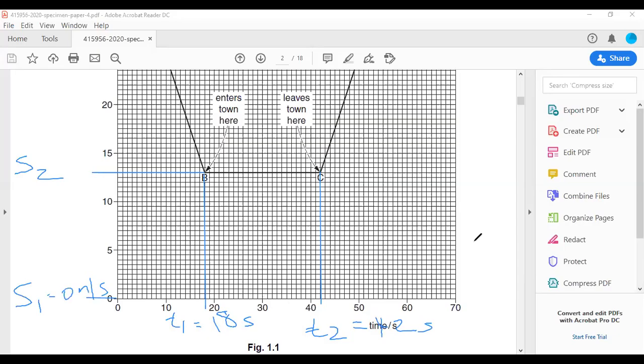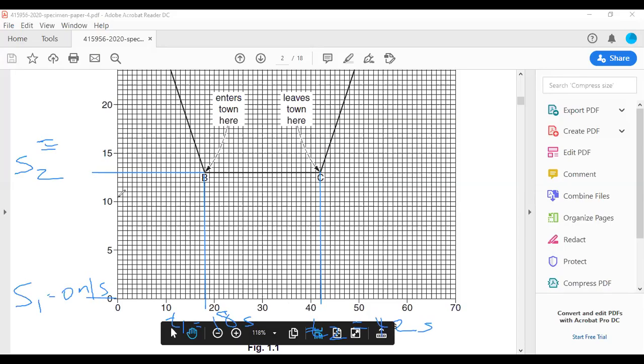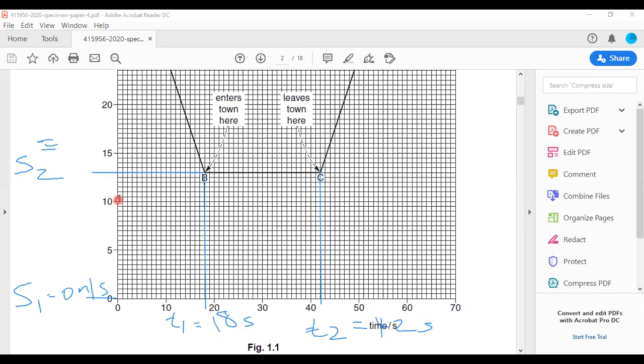And S2, we go to S2. So here's 10. Here going to be 11. So 10, 10.5, 11, 11.5, 12, 12.5, 13. The answer is 13 here, which is 13 meters per second. So it's 0 and 13 and 18 and 42. Good?